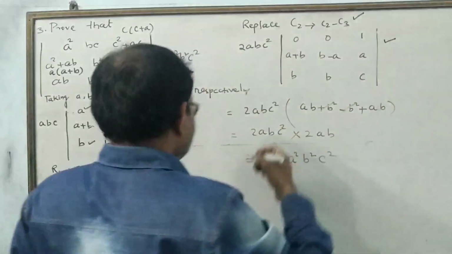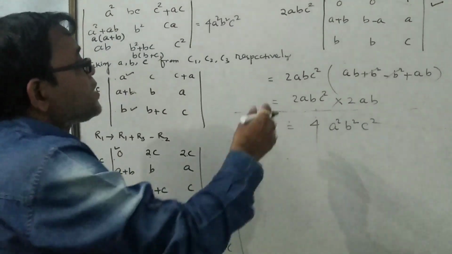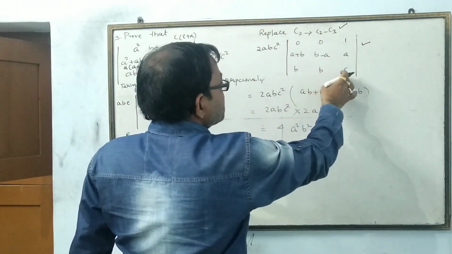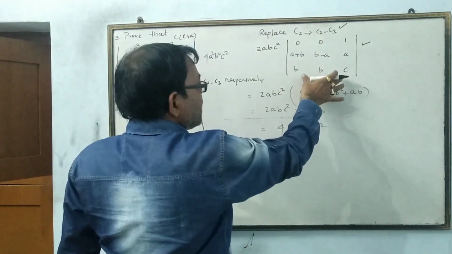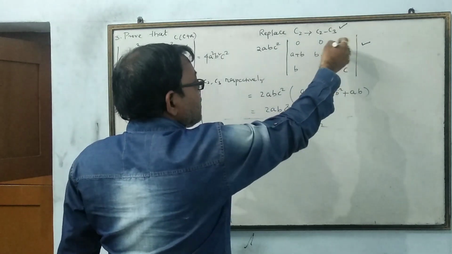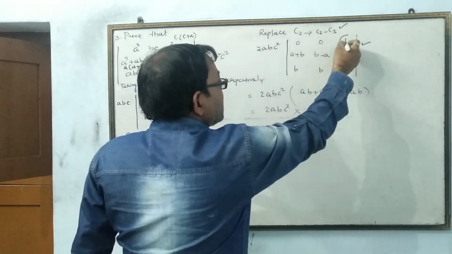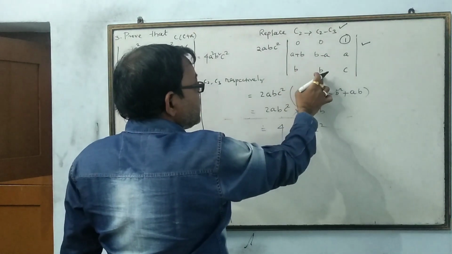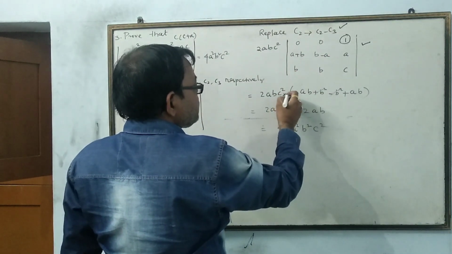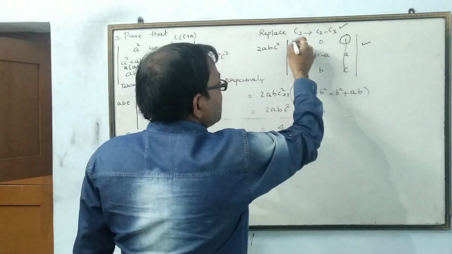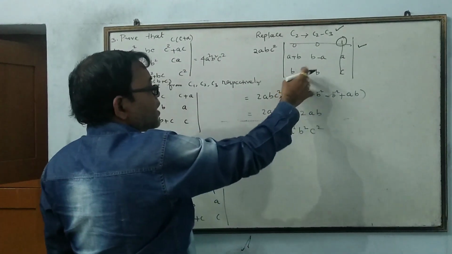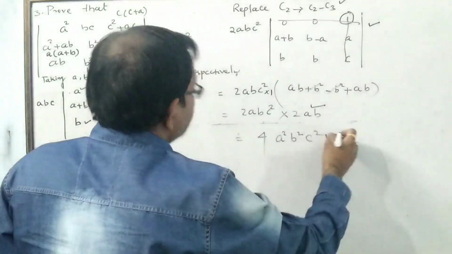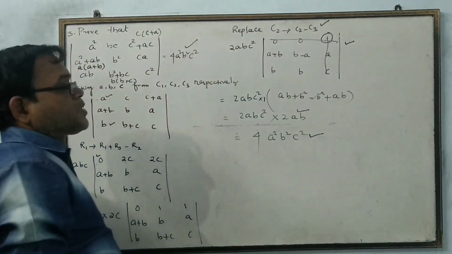Then eliminate this. So abc into 2c, it is 2abc square, determinant 0, 0, 1; a plus b, b minus a, this much. Now we can eliminate this one because we have got 1. Taking this entry, a plus b, b minus a, b, b: 1 into (a plus b) into b minus b into (b plus a). Now I simplify this, it is 2ab. So the answer is 4a square b square c square, what was asked.